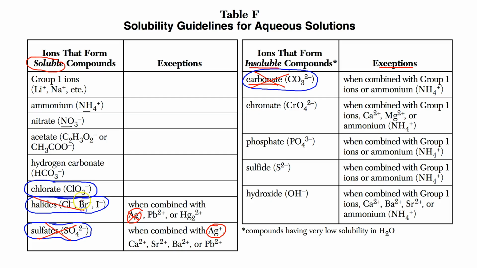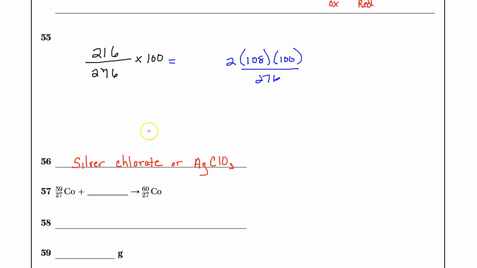So that leaves chlorates. And look at chlorates, it has no exceptions, which means that silver with a chlorate will still be soluble. Silver is not listed as an exception. Silver chlorate is the most soluble. Okay, so let's put this down into the answer booklet. So I have 56, silver chloride based on table F, and I could write the chemical formula as well.